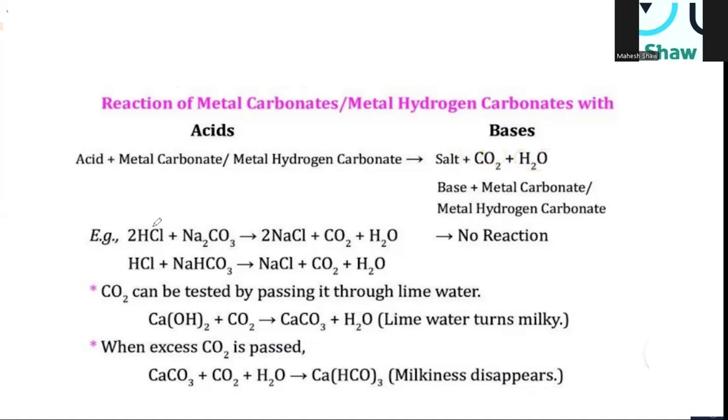Now we have taken an example here, that is hydrogen chloride, that is hydrochloric acid, when it reacts with sodium carbonate to give sodium chloride, carbon dioxide, and water. You know that this is a salt. Similarly, the products remain the same even if we react acid with metal bicarbonate. And we can test the presence of carbon dioxide. As you know, carbon dioxide is a colorless and odorless gas. So we can test it in two ways.